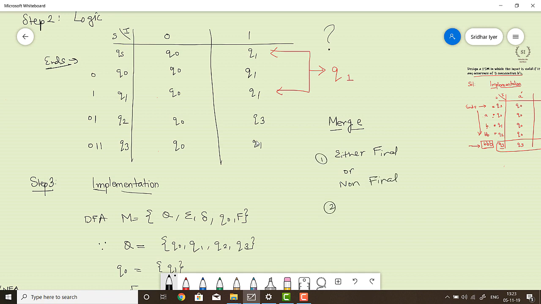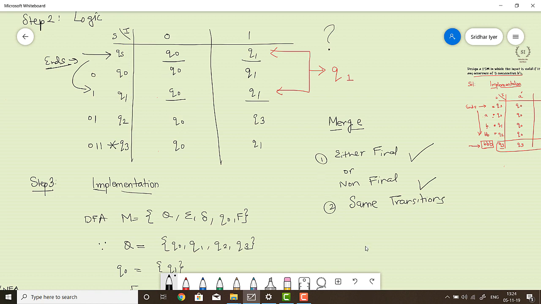The second condition is that the transitions of both the states have to be the same. For example, in this case we have merged QS and Q1. Why? Because we can see that QS and Q1 are both non-final states, whereas the final state is Q3. So this condition is satisfied. The second condition is they have to have the same transitions for the same input. For example, QS on 0 gives Q0, Q1 on 0 again gives Q0. Similarly, QS on 1 gives Q1 and Q1 on 1 also gives Q1. So in such a case, when both the conditions are satisfied, only then we can merge two states or minimize two states. Here we have merged QS and Q1 together and we have named that state Q1. Initially QS was my start state. Now my start state will get converted to Q1 because we have merged QS and Q1 together.